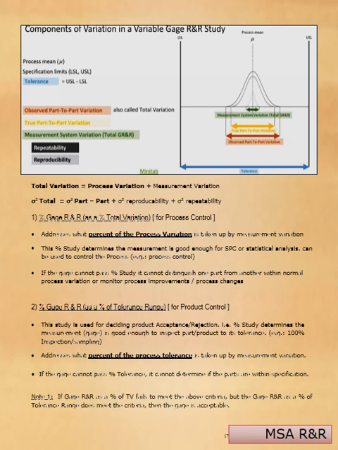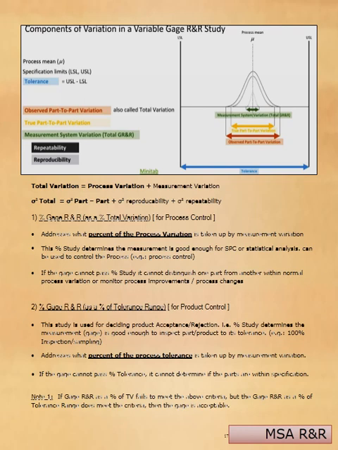See the image of components of variation in a variable gauge R&R study. Total variation equals process variation plus measurement variation. Process variation is part to part, whereas measurement variation is reproducibility plus repeatability.